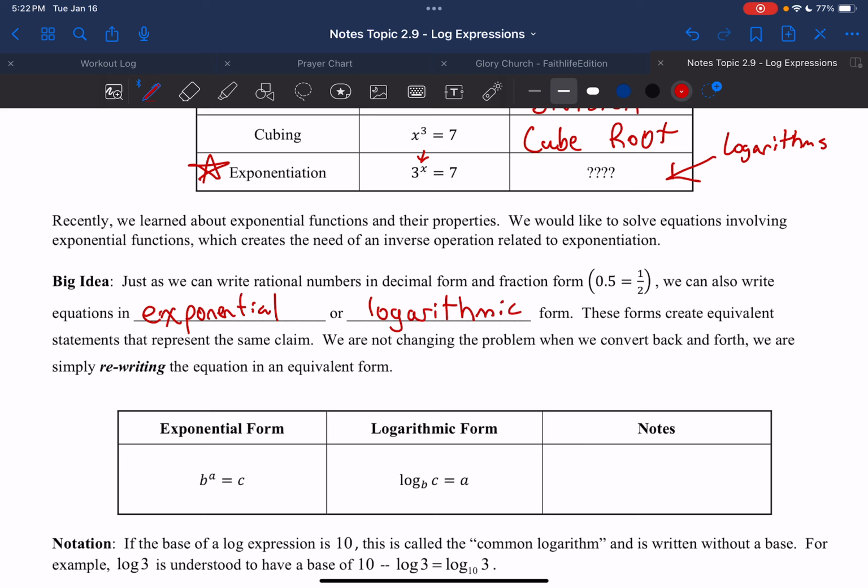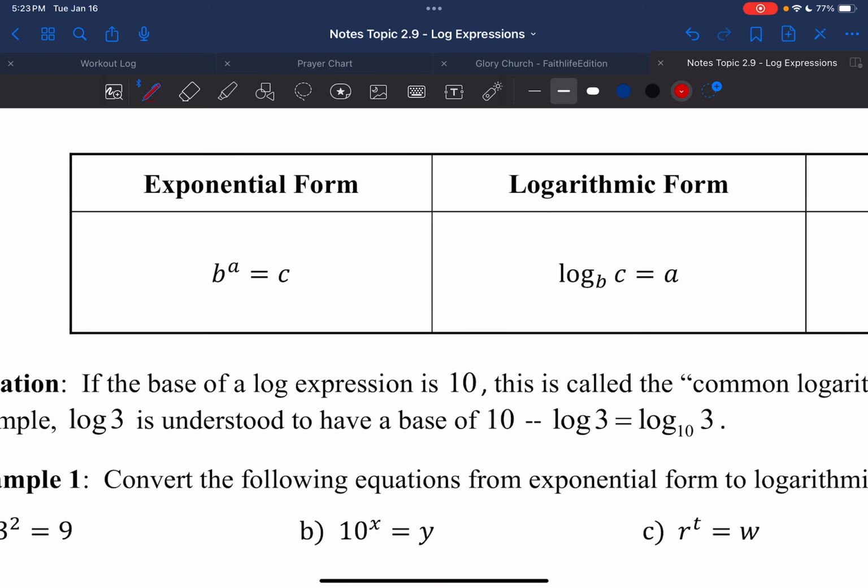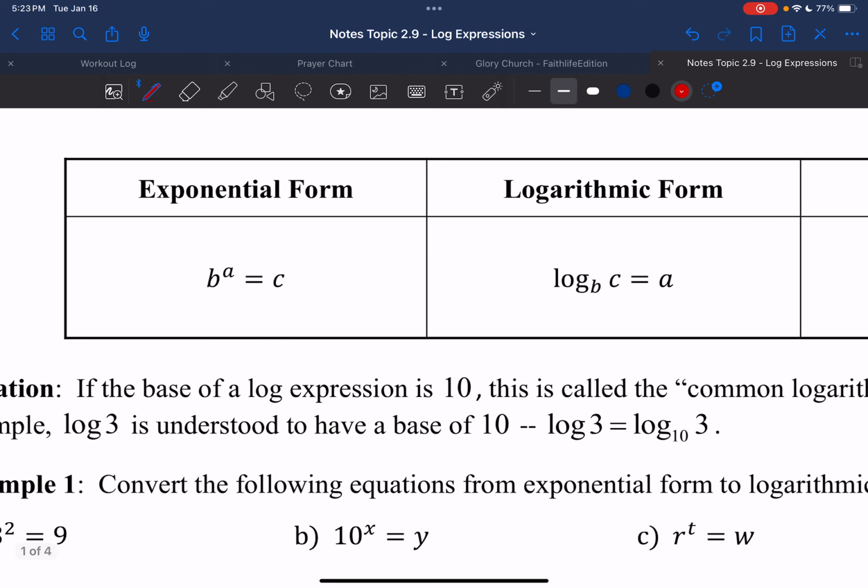What this is saying is we're just rewriting it. These are the same exact equations. It's going to look a lot different, like, what in the world did you get that from? But it's just how this works. It's the same problem, we're just rewriting it. Normally you see it like this: b to the a equals c, and you would rewrite it in logarithmic form with this log, b on the bottom, c here, equals a.